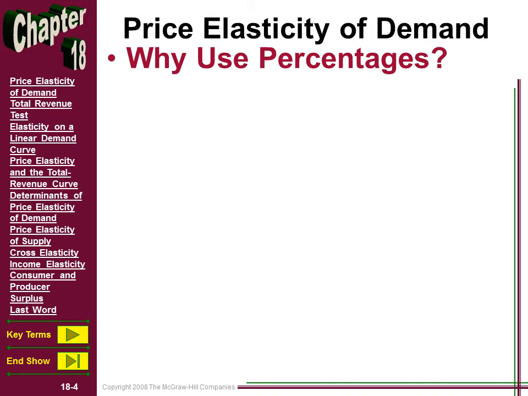There's two reasons why we use percentages. The first one should be relatively straightforward and common sense, is that if you look at something that's priced rather large, so an automobile, if an automobile is priced at $30,000, a $1 increase in price doesn't really change consumers' choice about purchasing that particular item.